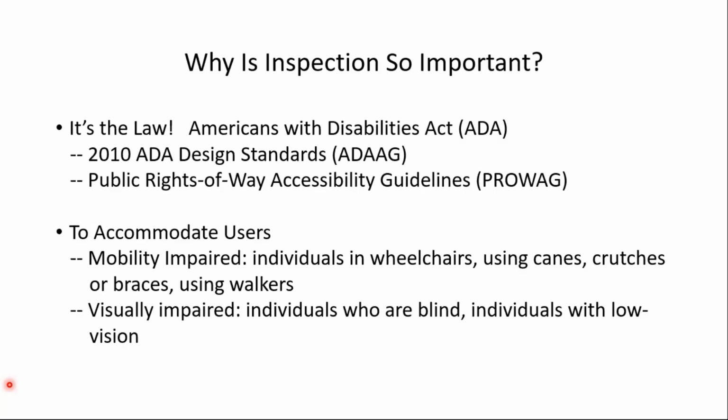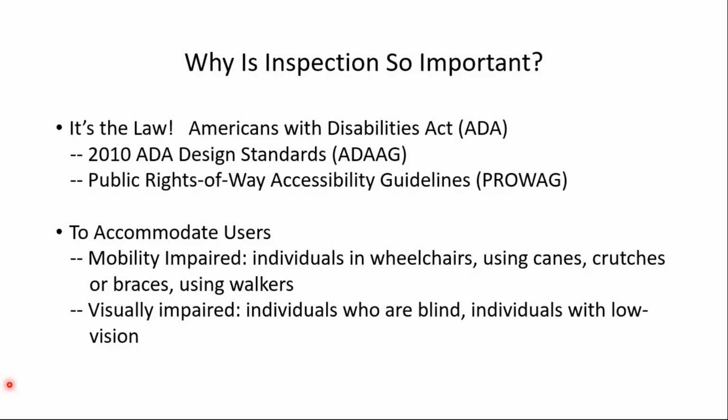Why is inspection so important? Well, let's start with the second bullet, really. To me, it's to accommodate users. And we're talking mainly about the mobility impaired, individuals in wheelchairs, those who use canes or crutches or braces or walkers, those assistive devices, also to accommodate the visually impaired. That includes individuals who are blind, as well as individuals with low vision who are not legally blind, but their vision is poor, and so they rely on contrasts and colors and textures to be able to navigate.